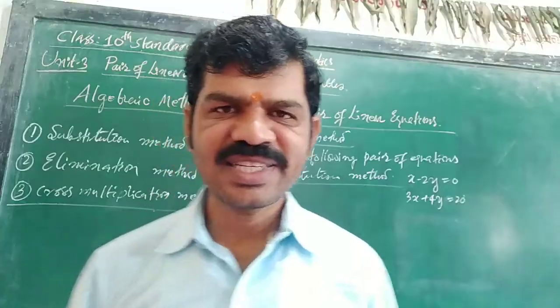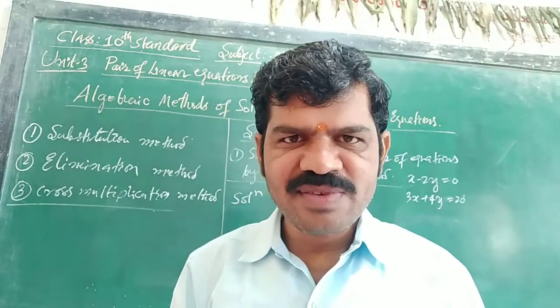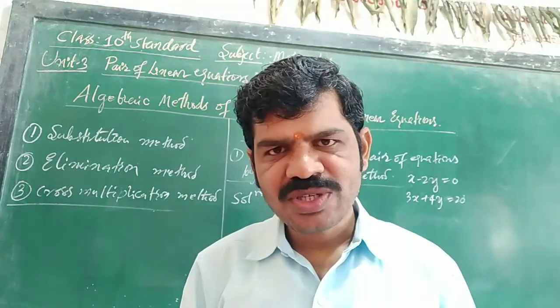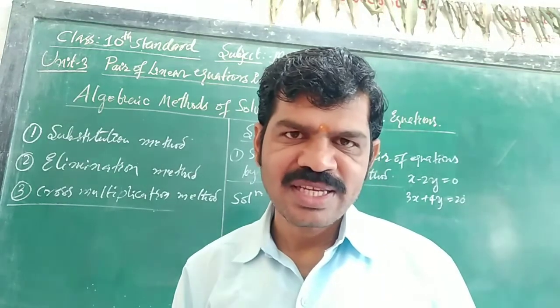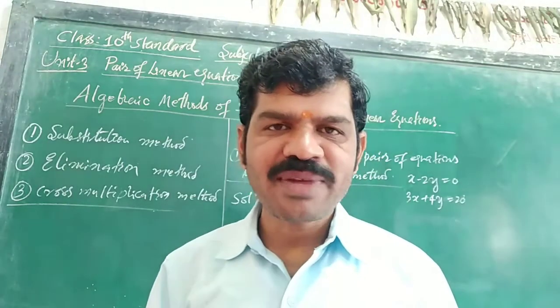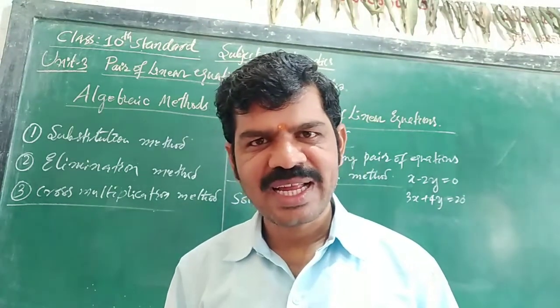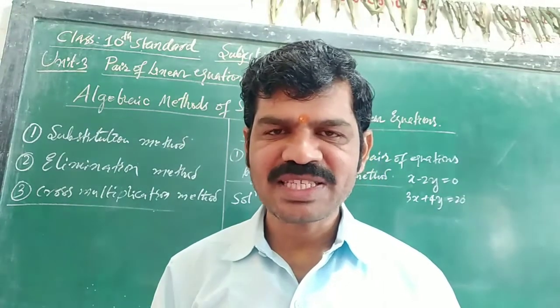Dear students, today we are going to continue with the pair of linear equations in 2 variables, where we use the algebraic method of solving pairs of linear equations. There are 3 types of algebraic methods. One is the substitution method and another is the elimination method. The third one is the cross multiplication method.